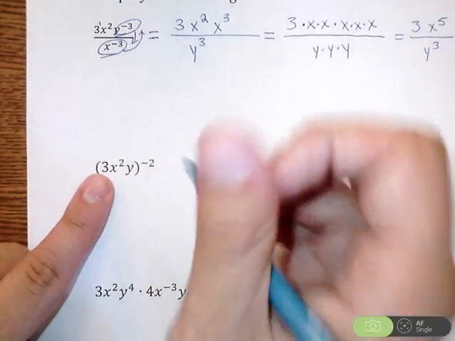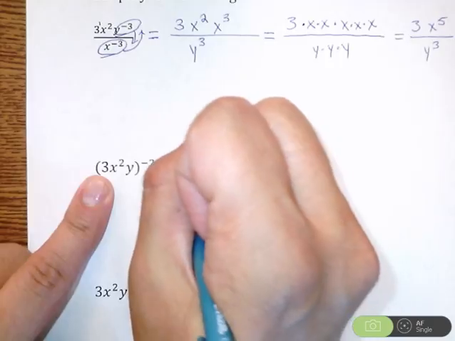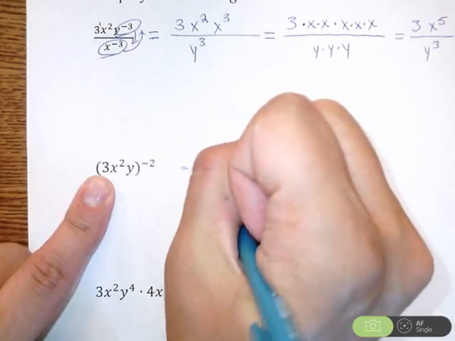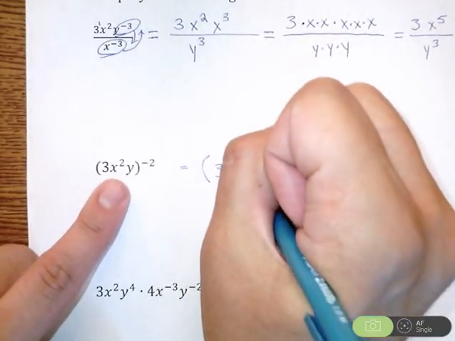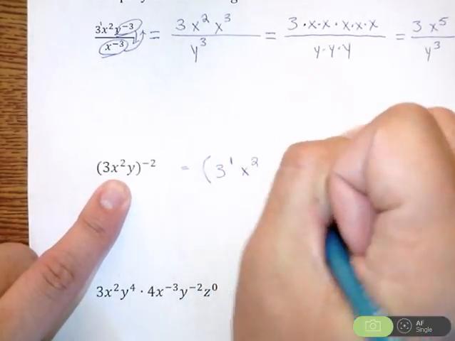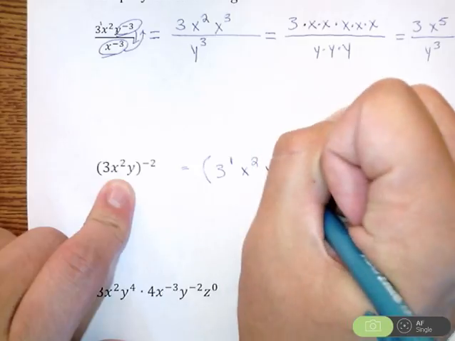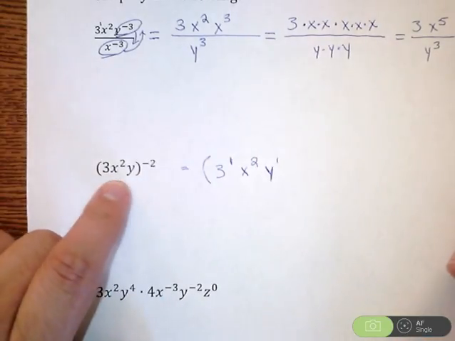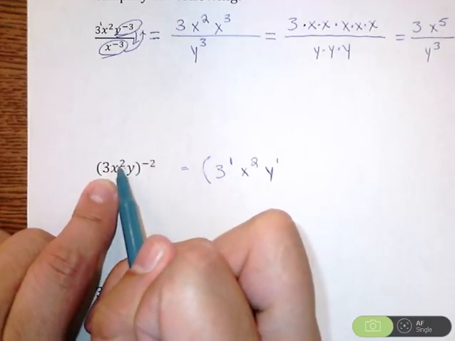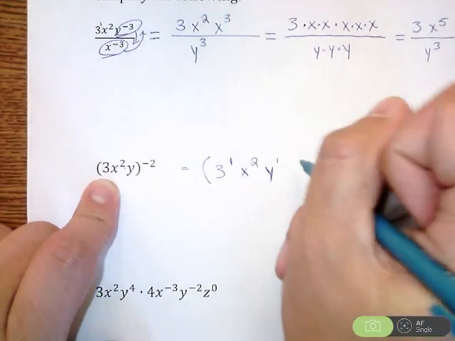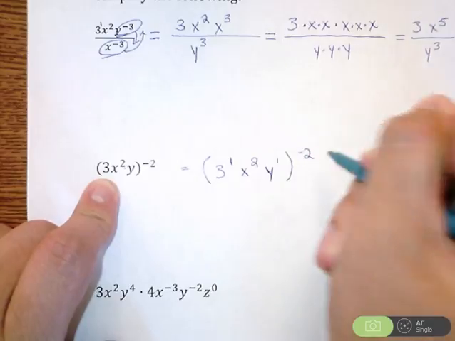So I kind of need to know, well, what is even in my exponents in the first place? So this 3 has an exponent of 1. That x has an exponent of 2. This y has an exponent of 1. So whenever it doesn't look like it has an exponent, don't just assume this 3 has an exponent of 2 as well. That's not the case. And then on the outside, I have this negative 2 still.